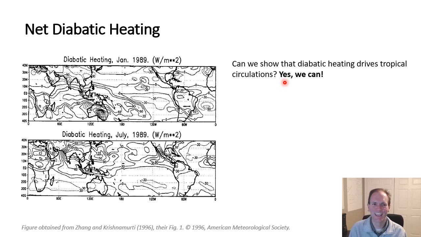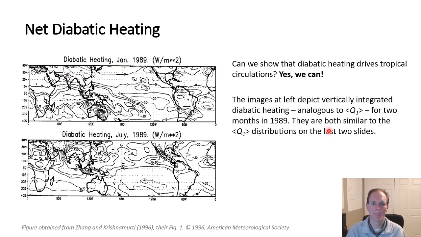So what we have depicted here on the left panels is diabatic heating for 2 months, January 1989 and July 1989. So Southern Hemisphere summer and Northern Hemisphere summer in the top and bottom. This vertically integrated diabatic heating is very analogous to Q1, and they're very similar to the Q1 distributions on the previous 2 slides. Maximized from Africa through the Indian Ocean, across the maritime continent, and across the South Pacific Convergence Zone, as well as South America during January.